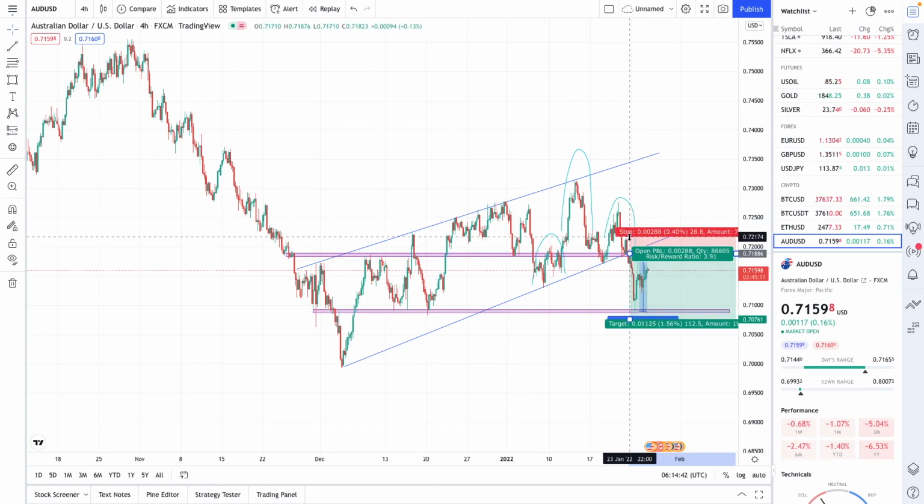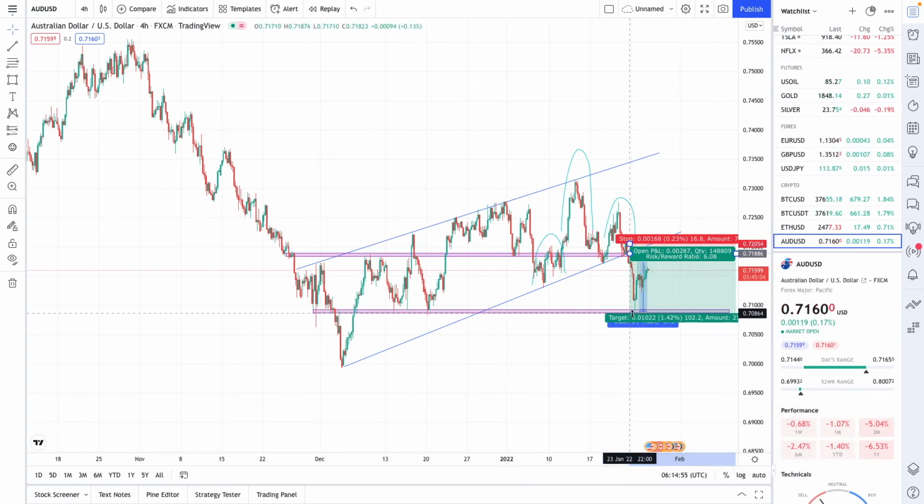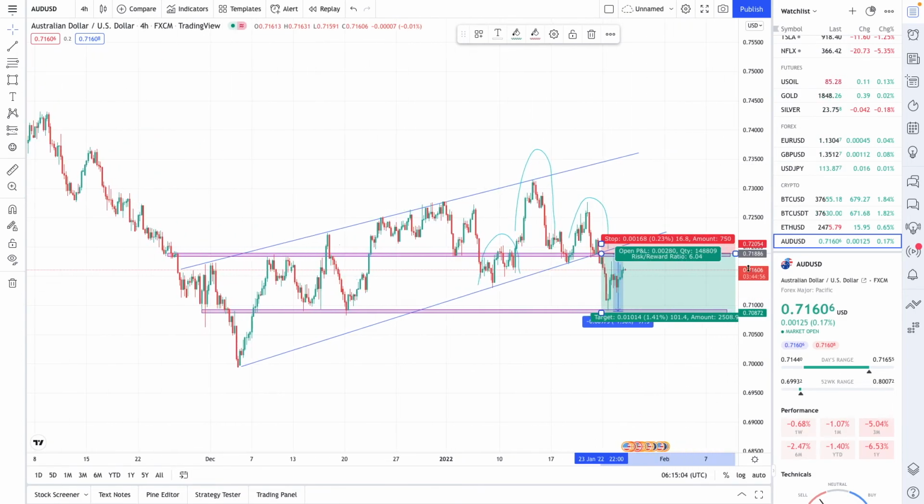I would set my stop loss, and then it'll tell you too how many pips you're willing to lose. So I would be setting mine actually at a minor resistance level. So this is about 16 pips, and then I would take profit about here. So this is a 1 to 6 risk to reward ratio, which is really good. Sorry, let me fix this here.